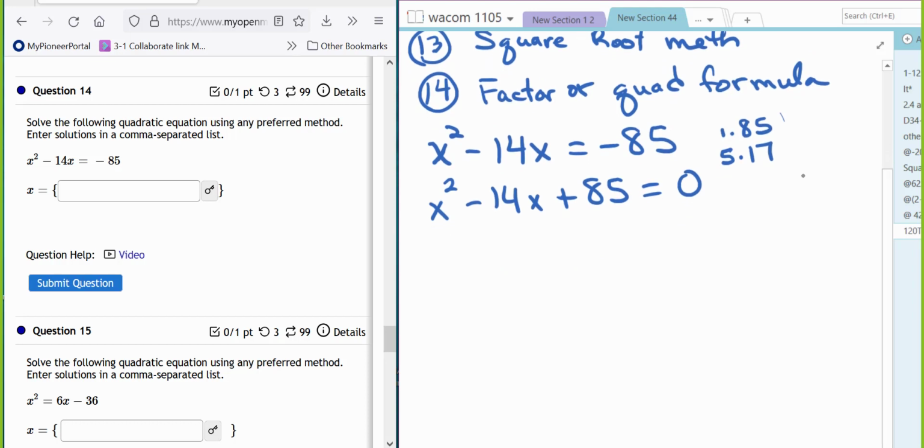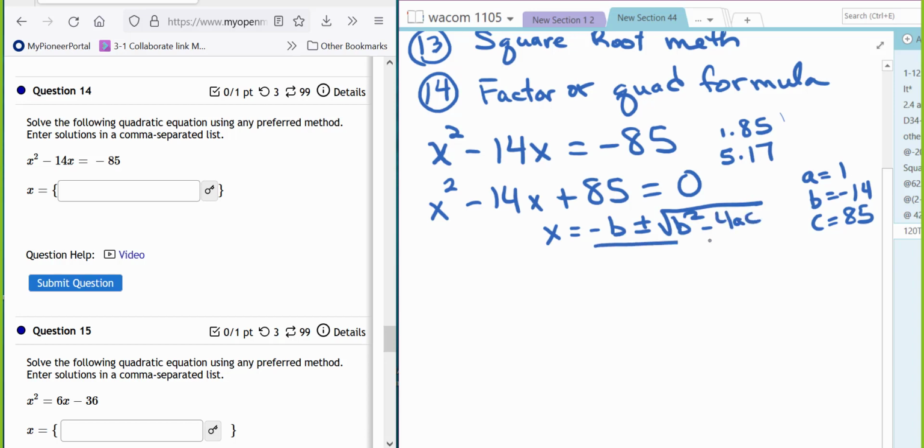We'll still need that calculator for quadratic formula. A is 1, B is negative 14, and C is 85. So the numbers are not going to be pleasant, right? So I'll just put my formula real quick. X is equal to negative B plus or minus the square root, B squared minus 4AC, all over 2A. And if you say that out loud as you write it to yourself, that will help you remember it.